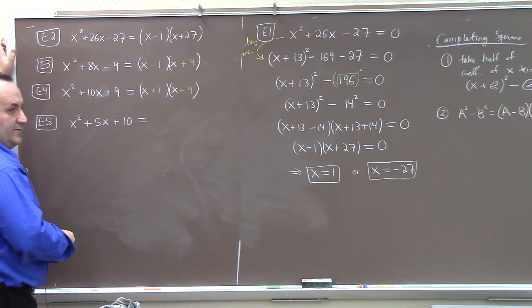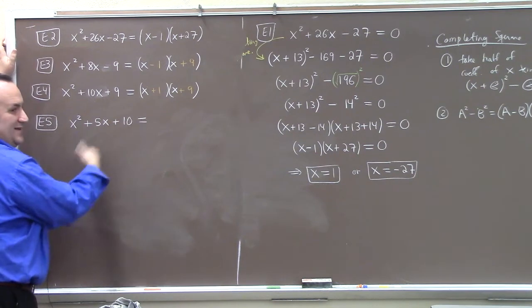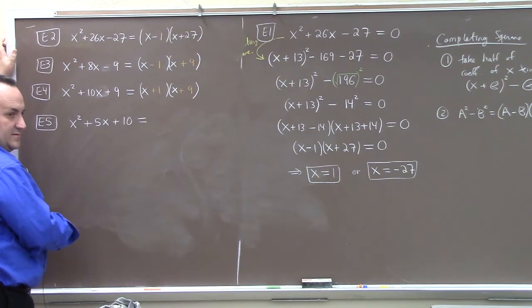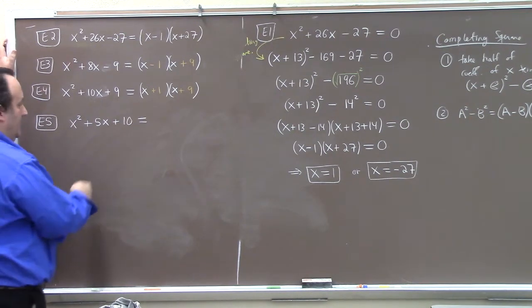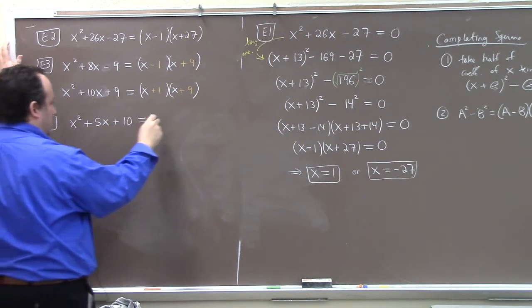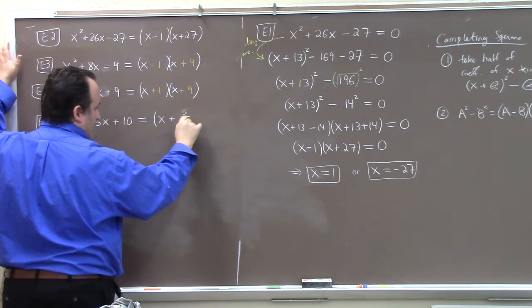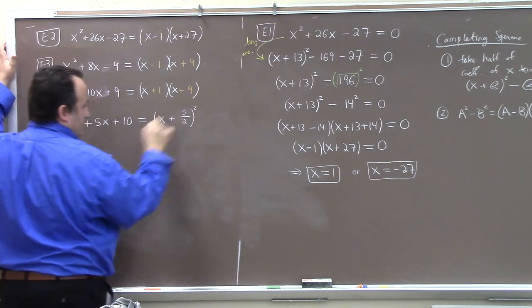See, now we're in trouble, right? Because factors of 10 are 1 and 10, 2 and 5, and I can't get 5 back from a sum or difference of those. So this one is a candidate for completing the square. So let's do it. This one's uglier too because it's got an odd number, which means I have to deal with fractions. So that's x plus 5 over 2 squared.